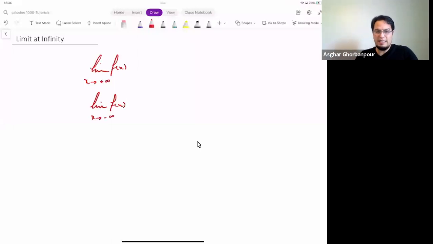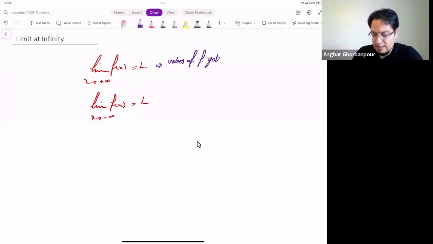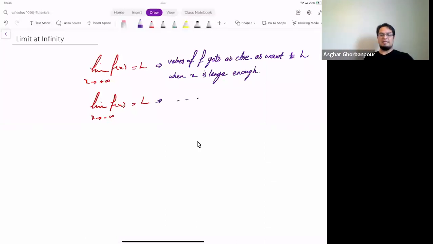And it basically says what the number is. So if this is L, a number, then for this one, values of f get as close as we want to L when x is large enough. And the same thing goes here, but this time as x grows very big in the negative direction.